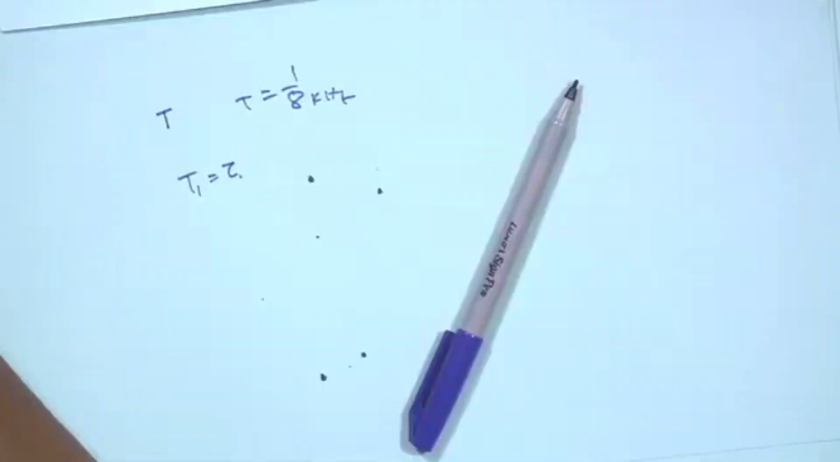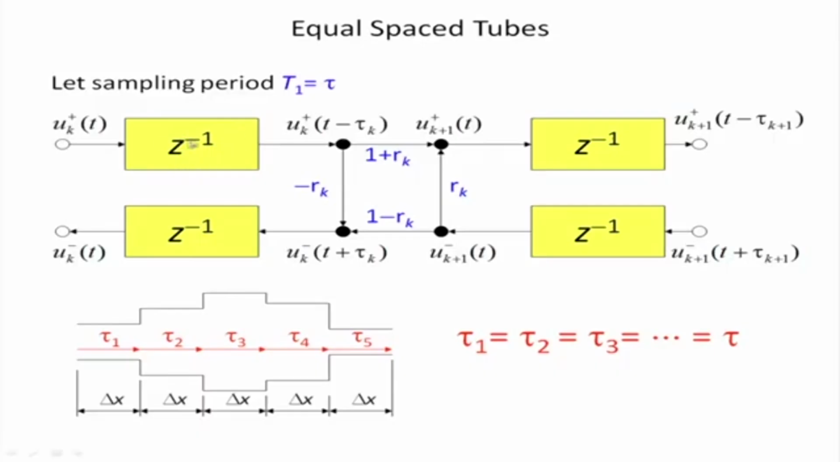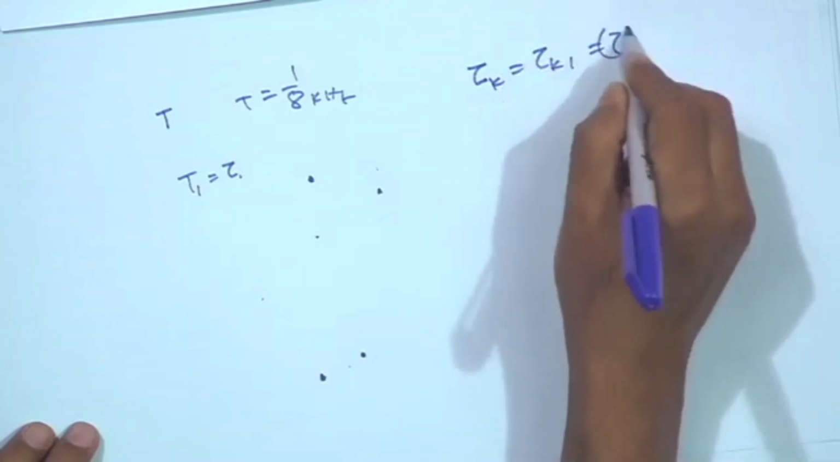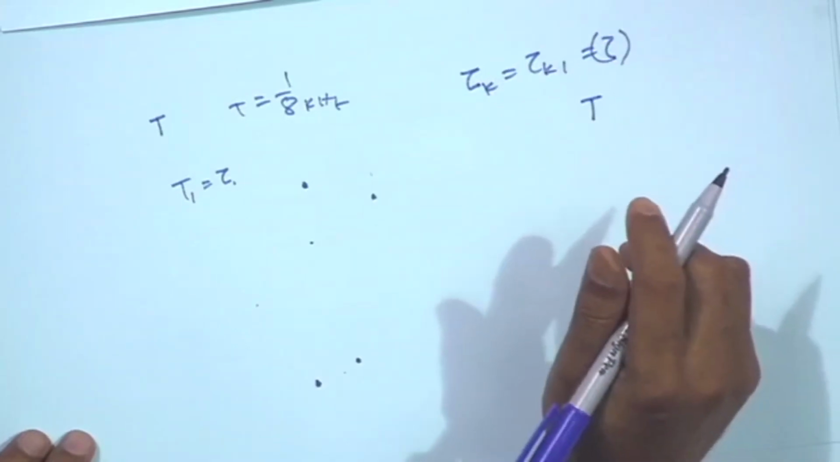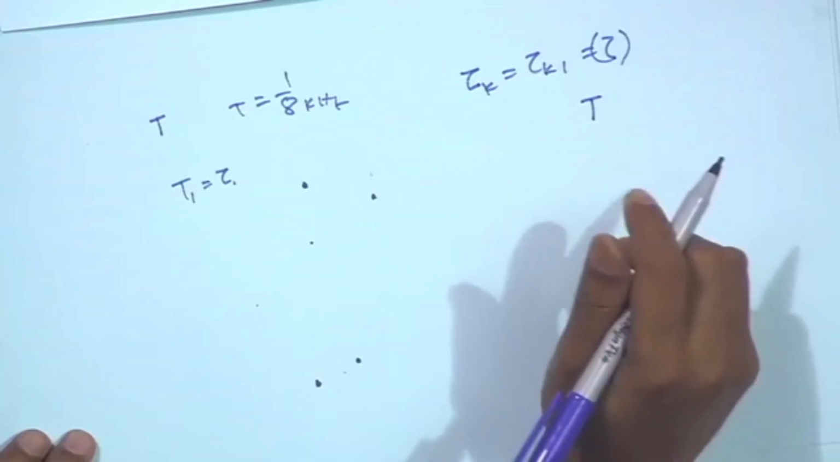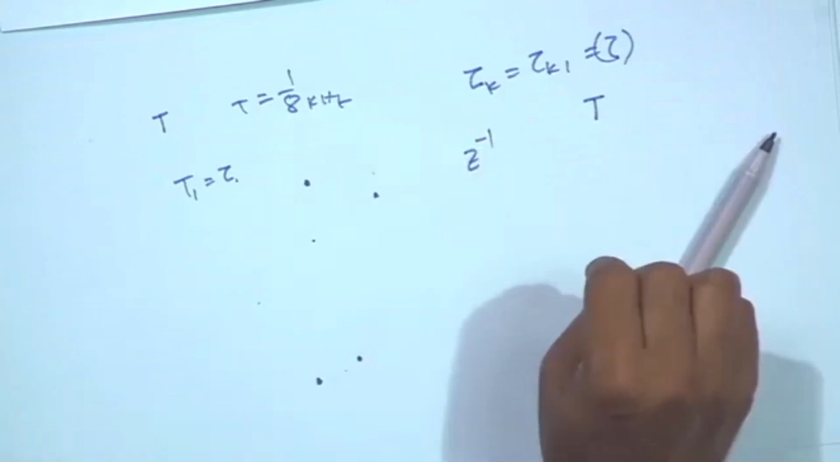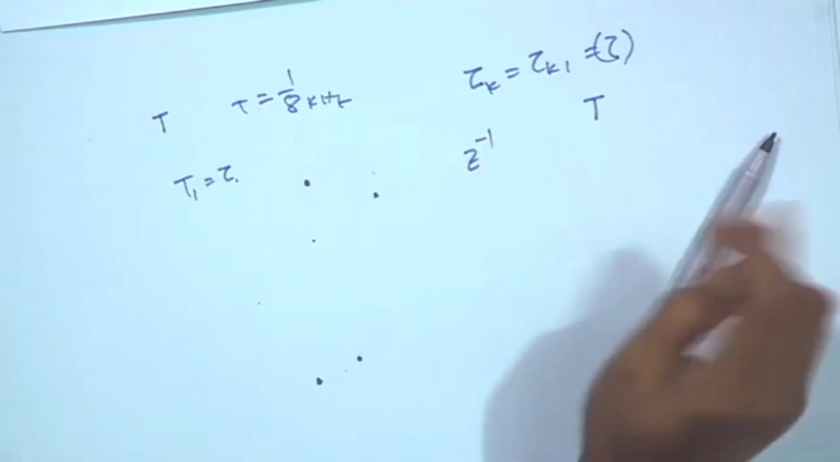So, the tau k delay is replaced by Z to the power minus 1, and tau k is equal to tau k plus 1 is equal to tau, and this tau is nothing but the sampling period. So, in that case I can say the signal is one sample delay, that is Z to the power minus 1. Now, considering the boundary condition, I can derive the complete transfer function of this tube model in the Z domain, then I can implement it.